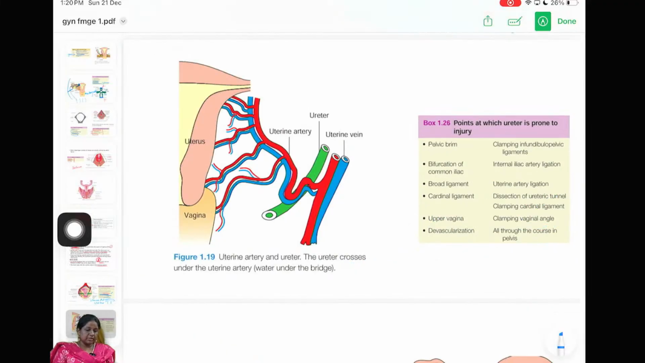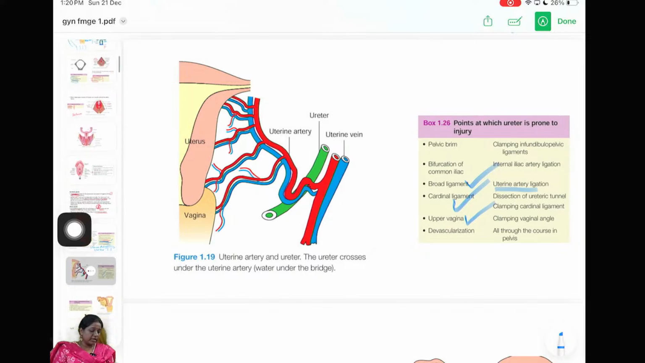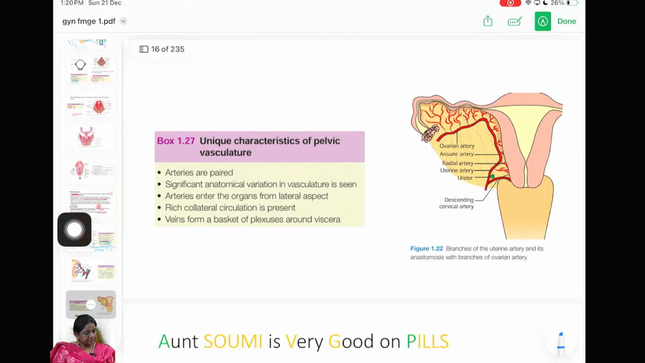Understood? So the points where the ureter can be damaged: anywhere you clamp in the broad ligament, at the uterine artery ligation, or in the cardinal ligament, or in the anterior part of the vagina. Anywhere it can be damaged. So you have to be very careful when you are doing a hysterectomy. Okay.